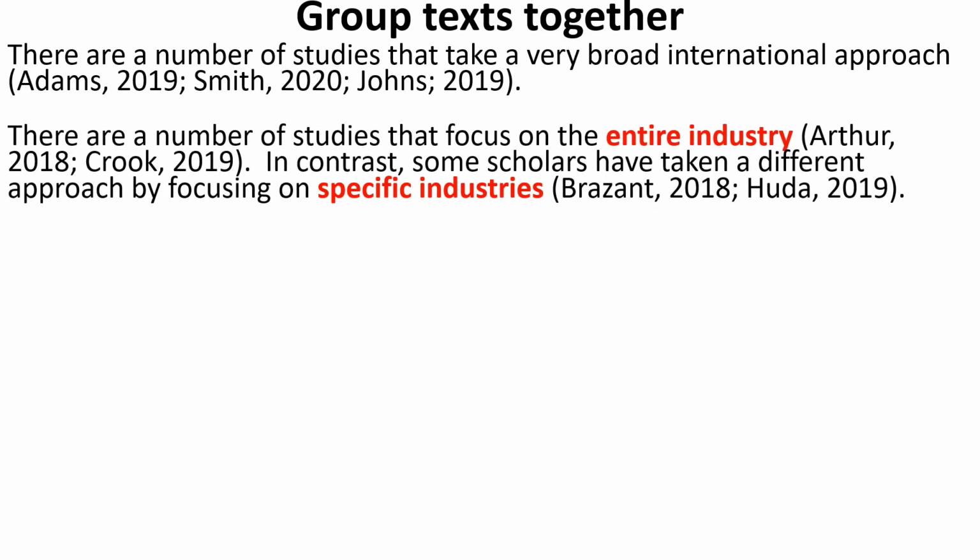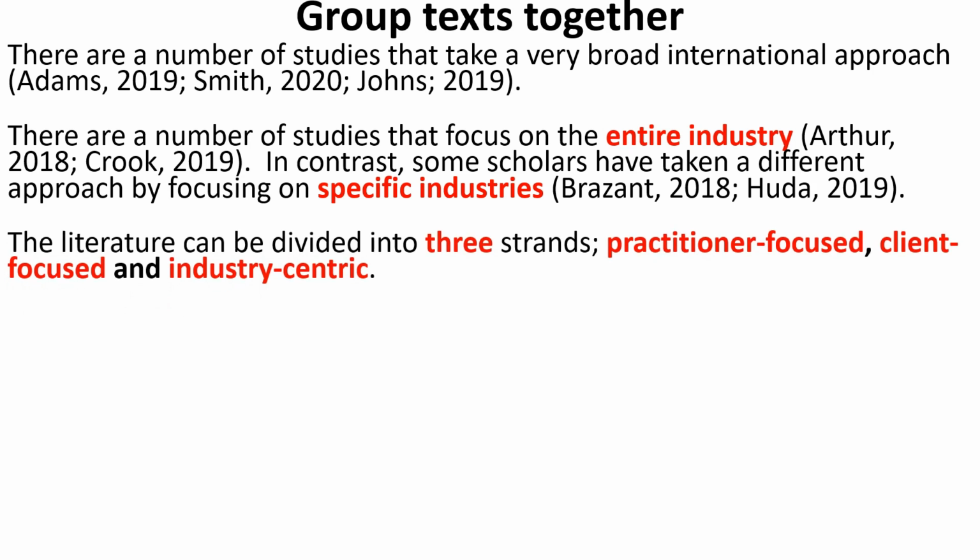Here is another grouping. There are a number of studies that focus on the entire industry. In contrast, some scholars have taken a different approach by focusing on specific industries. This is comparing and contrasting. This student has identified that 2 studies look at the entire industry and 2 studies only look at specific industries. So they contrasted these 2 groups of studies. They weigh up one group of studies against another.